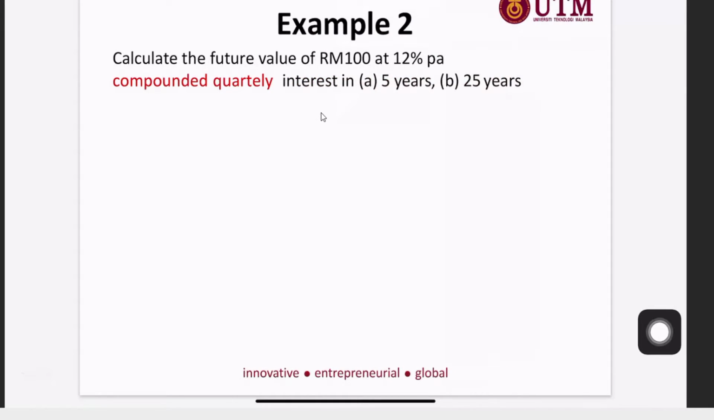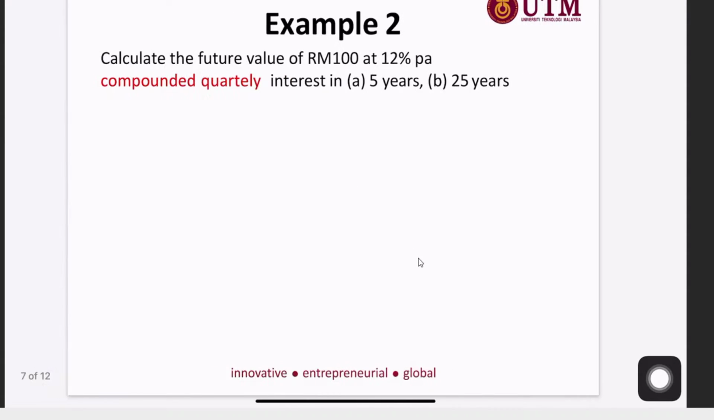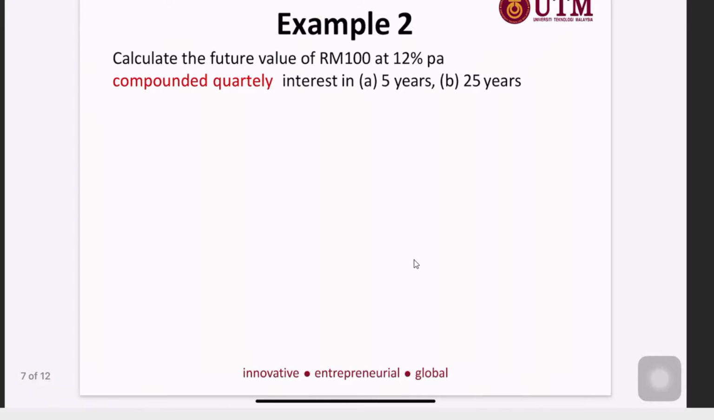Okay, now let's look at example 2. For example 2, calculate the future value of 100 at 12% per annum compounded quarterly interest in 5 years. I will give you 3 minutes to do this example 2. If anyone of you would like to volunteer, you can open your mic. I will give you bonus mark for this example 2. So I will give you 3 minutes until 11:40. Try this one.